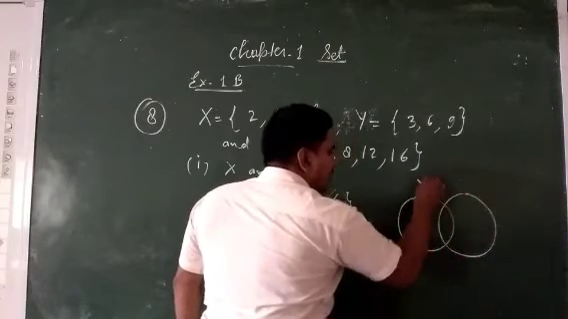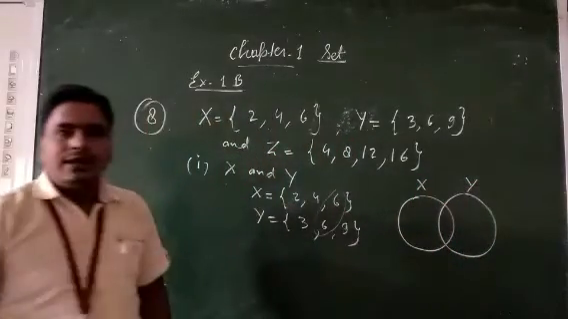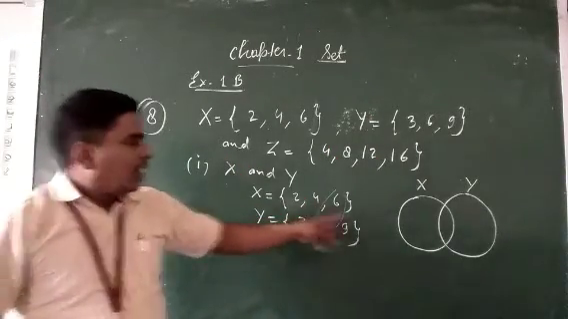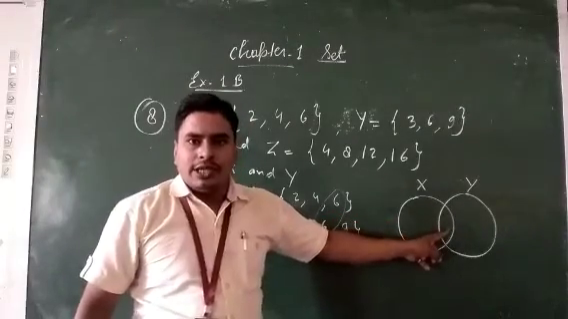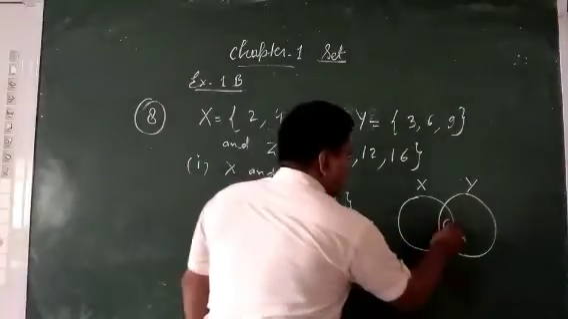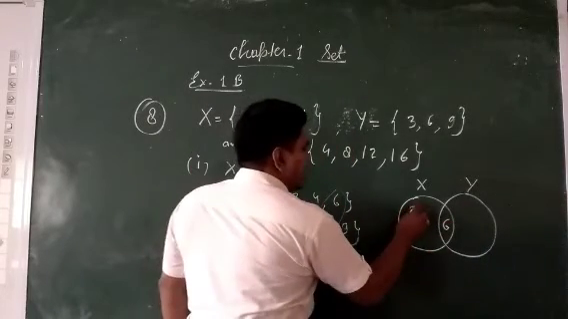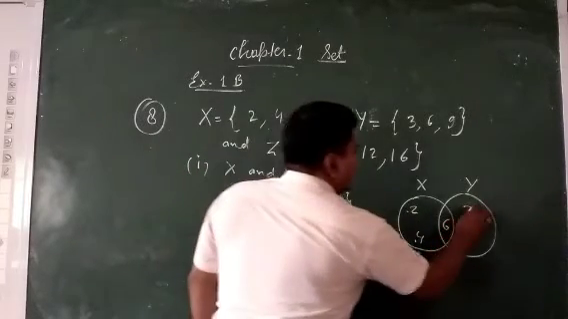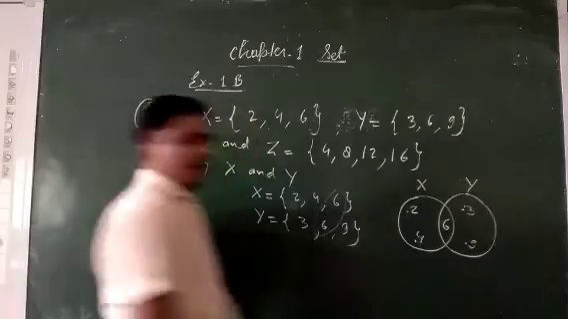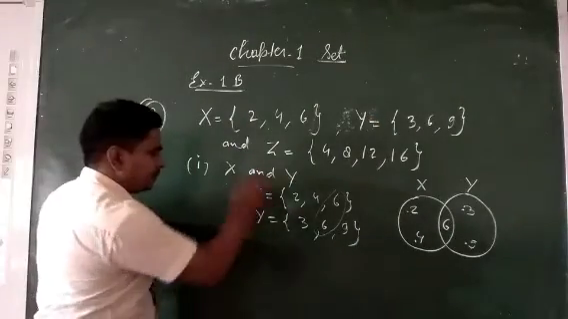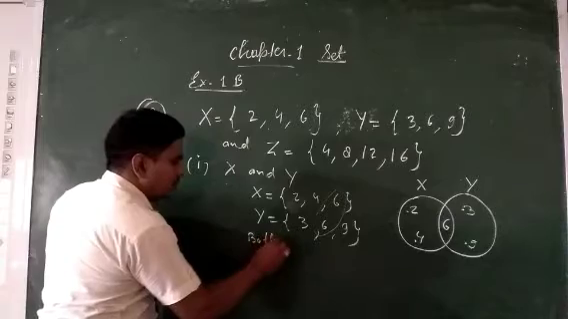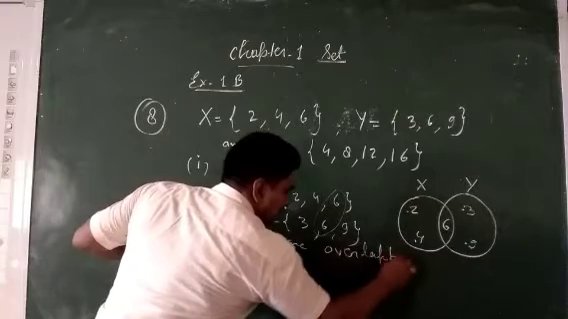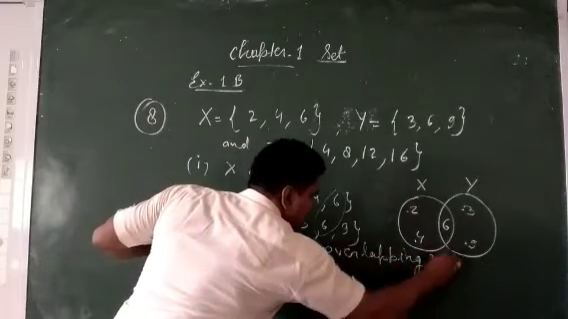Overlapping sets X, Y. The common element is 6, so we will write the common element in the common portion here. Rest of the elements of set X are 2 and 4, and the rest of the elements of set Y are 3 and 9. Clear? It means both are overlapping sets.